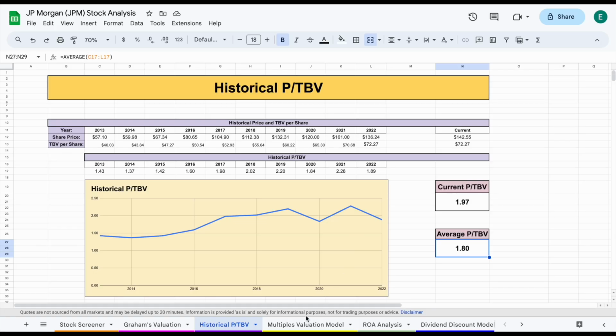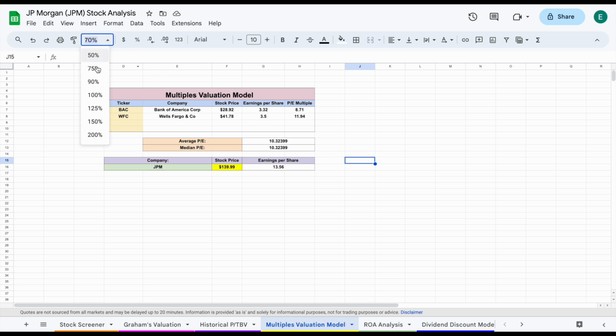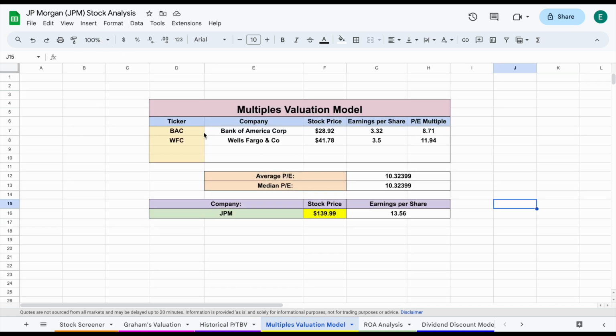But let's go ahead and keep moving forward, and the next valuation model that we will look at is our multiples valuation. You can see the comparable companies we're looking at, taking the stock price, dividing by our earnings per share to get that price to earnings multiple, taking the average PE, multiplying by Bank of America's earnings per share, and we come to an intrinsic value of right at $140 per share. Again, pretty close to that current trading price for the company.